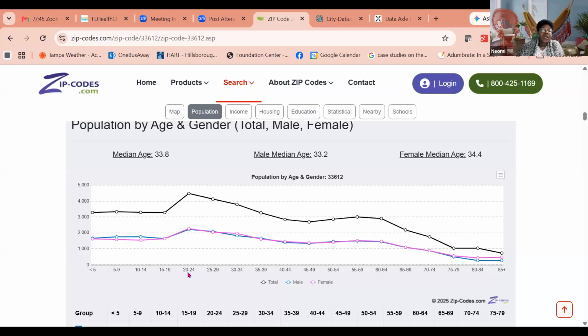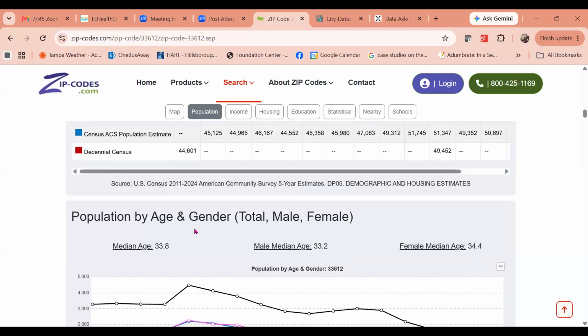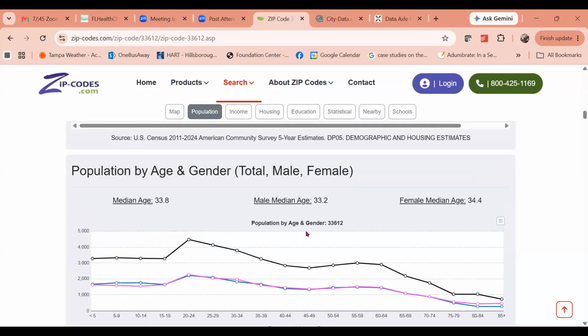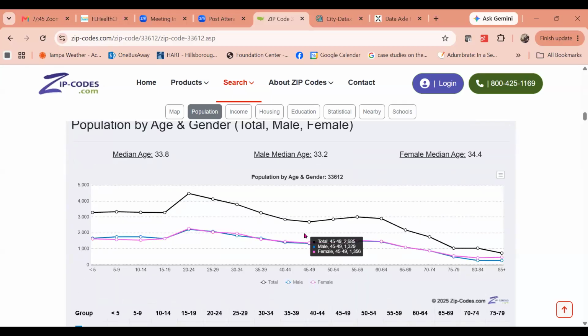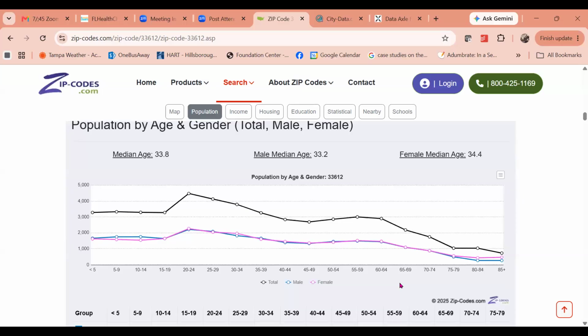I don't think so. What year is this? What are you looking at? What demographic is this? I know this is the most recent data. Let me see where. I can't see where it is, but that's what they say. Most people in your neighborhood are between 22 and 24, and then it goes down from there.